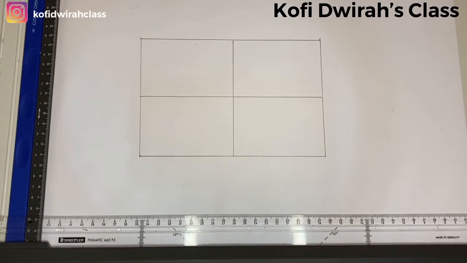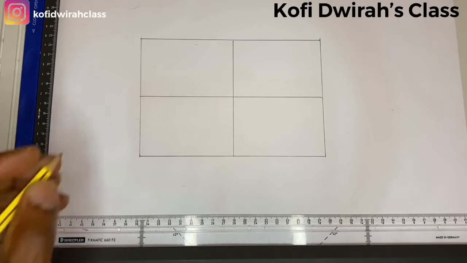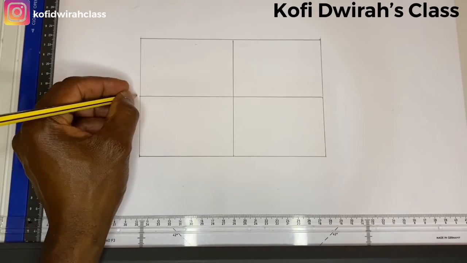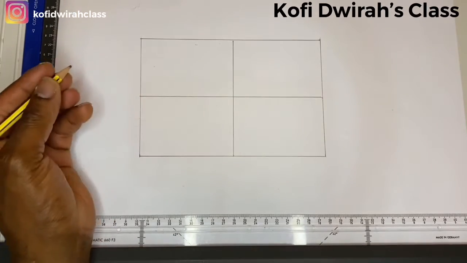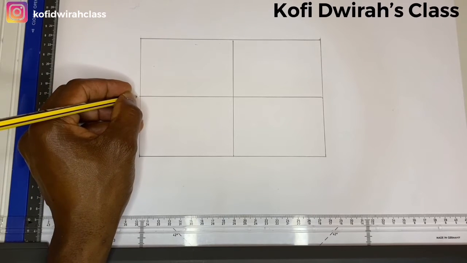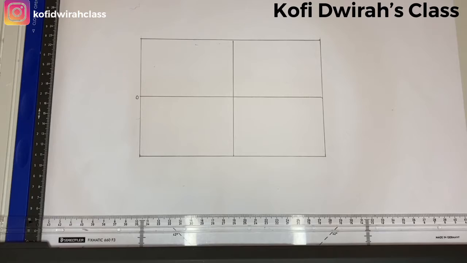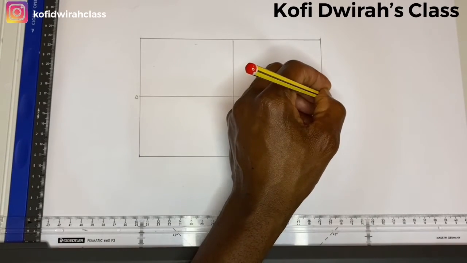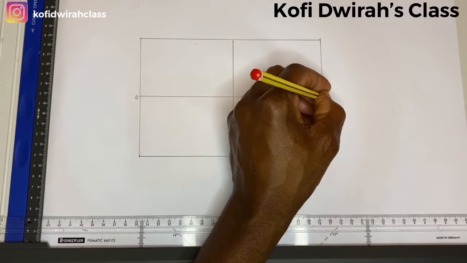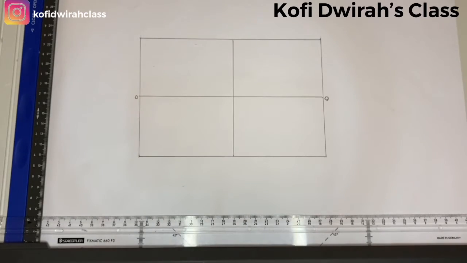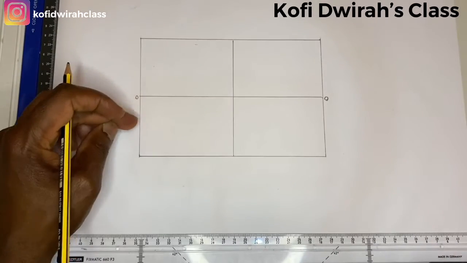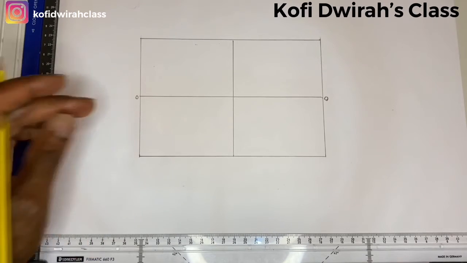Good. So we have this. So we have this point to be 0, this point to be 0, and this point as well 0. Then you divide this line into 4 equal parts.